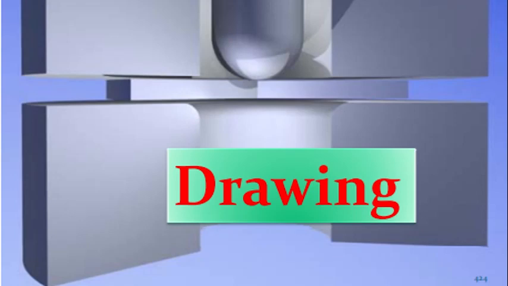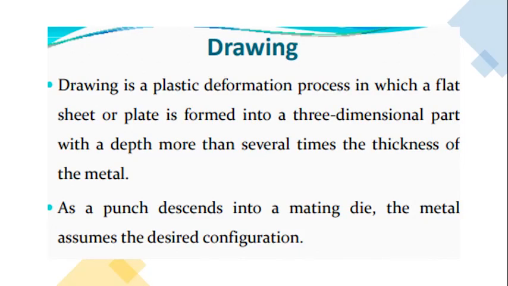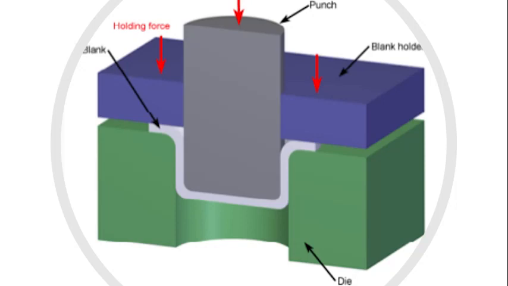So what is drawing? Drawing is a plastic deformation process in which a flat sheet or plate is formed into a three-dimensional part with a depth more than several times the thickness of the metal. So what happens in this process? A punch will be set into a die, and your blank will take whatever configuration is provided on the die. So this is the drawing process. This is the diagram for the drawing process.